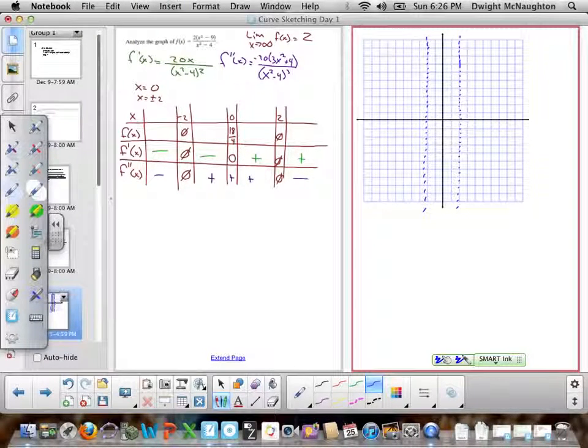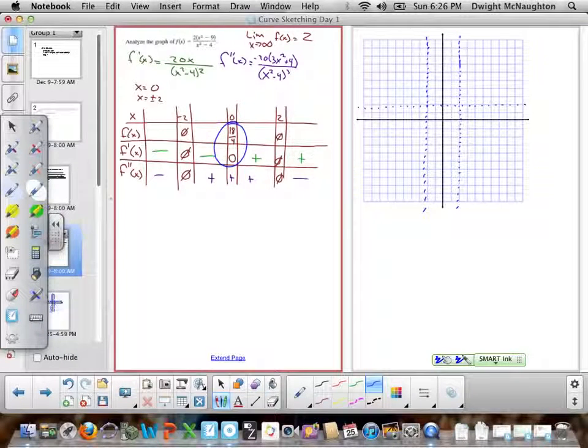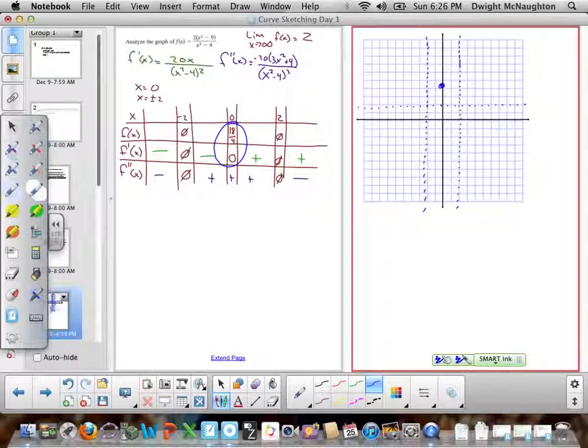All right, we have a horizontal asymptote at 2 because as x approaches infinity, f approaches 2. And at (0, 18/4), there is a relative min because the first derivative changes from negative to positive. 18/4 is the same as 9/2, which is 4.5. All right, so that's the critical information.